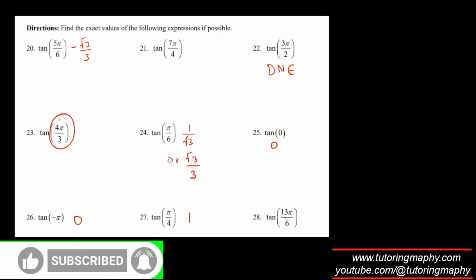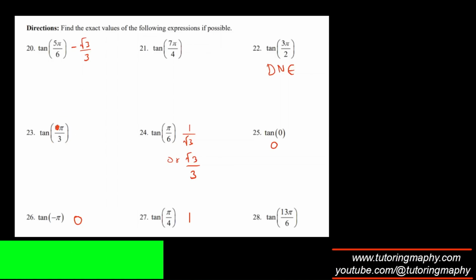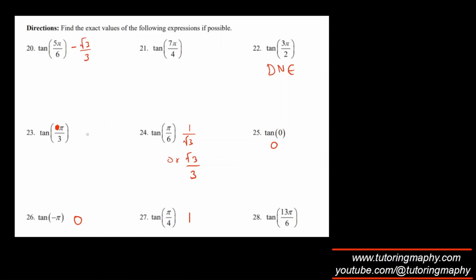Okay, this is in quadrant 3. In quadrant 3, again, tan is positive. So if we eliminate 4, the reference is pi over 3. Tan of pi over 3 is root 3, and that's about it because it is positive. This is in quadrant 4. In quadrant 4 tan is negative, and if I eliminate 7, the answer will be tan of pi over 4, which is 1, but since it is negative, it will be minus 1.